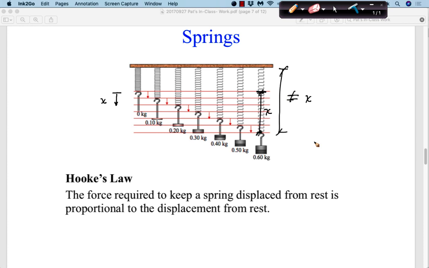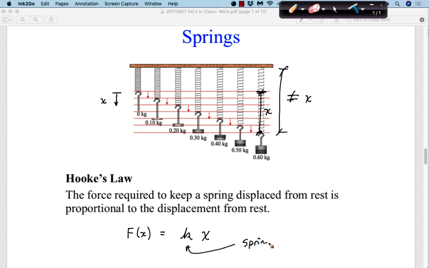So what is Hooke's law? The force required to keep the spring displaced is proportional to the displacement. So can we write Hooke's law? Force equals what? If it's proportional to x, then we have? Wouldn't there be like a spring constant? Yep, a proportionality constant. So this says force is proportional to displacement, and this is the spring constant.